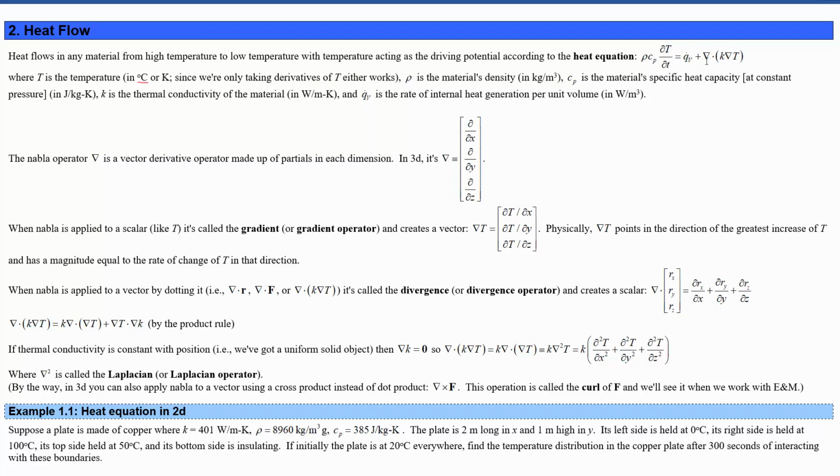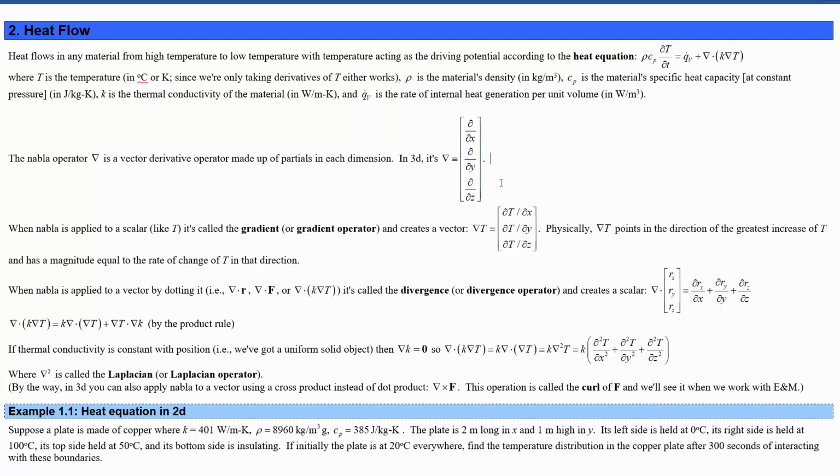And that's given by the volumetric heat generation. This is the rate of energy generation per unit volume in this material that's going into heat, added to the net rate of heat flow into this volume. And that's the divergence of the gradient of the temperature times the conductivity. So this describes how the temperature is generally flowing into that part of the object.